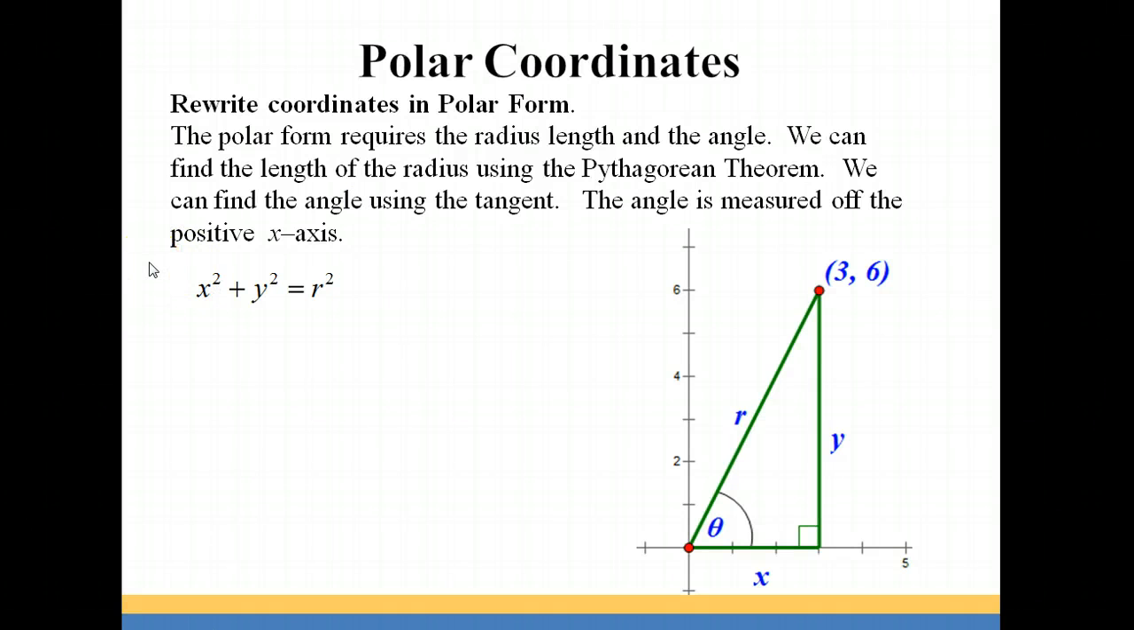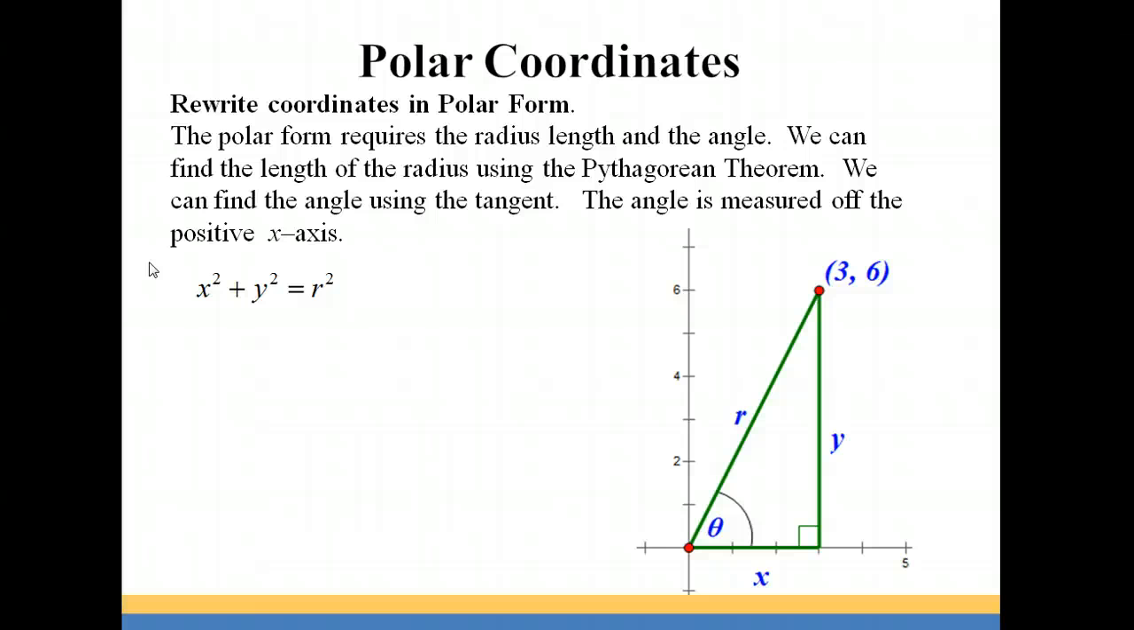Okay, the next thing that we want to do is rewrite coordinates in polar form. Now, when you're in polar form, you need a radius length and an angle measure. When you're in rectangular form, you have an XY ordered pair. So what we've done here is drawn a right triangle going from the origin up to the ordered pair that's given. In this case, we're using the ordered pair 3, 6, and we want to find the polar form for that ordered pair.